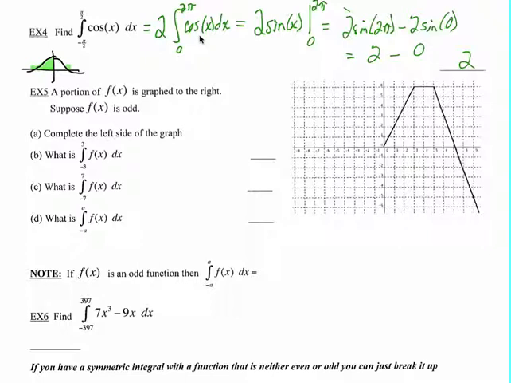All right, example 5. We have over here on the graph a function f of x. We are told that the function is odd. So we're asked to finish the graph. Well, if it's odd, it's symmetric about the origin.